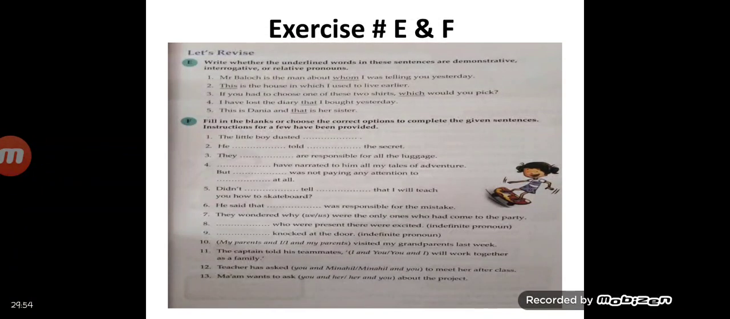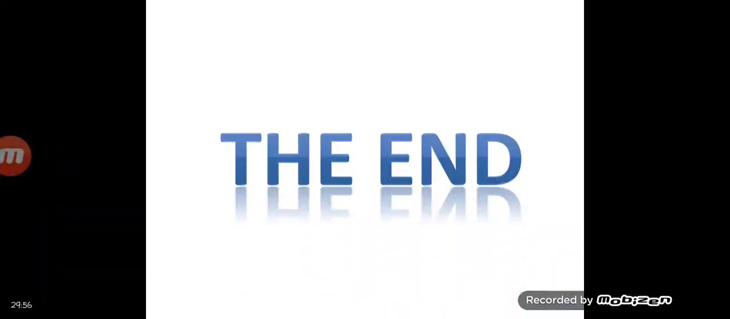Here the chapter ends. If you find any query, please ask from me. All the exercises will be done on the books. Thank you. Allah Hafiz.